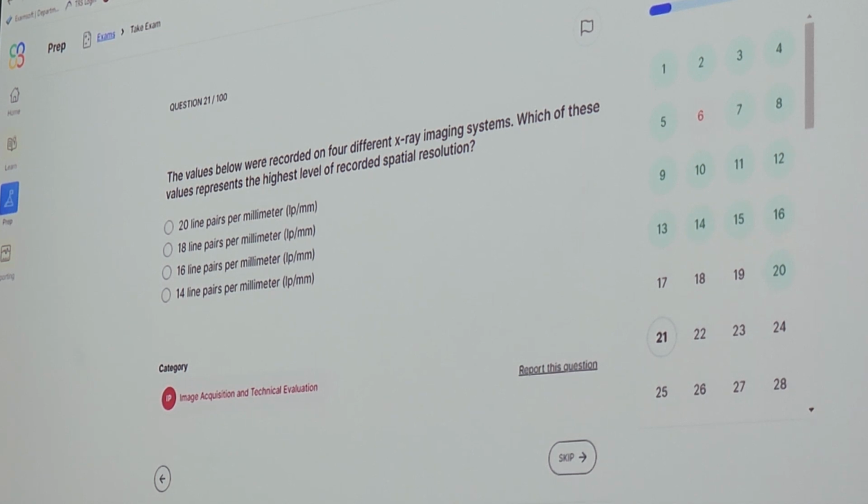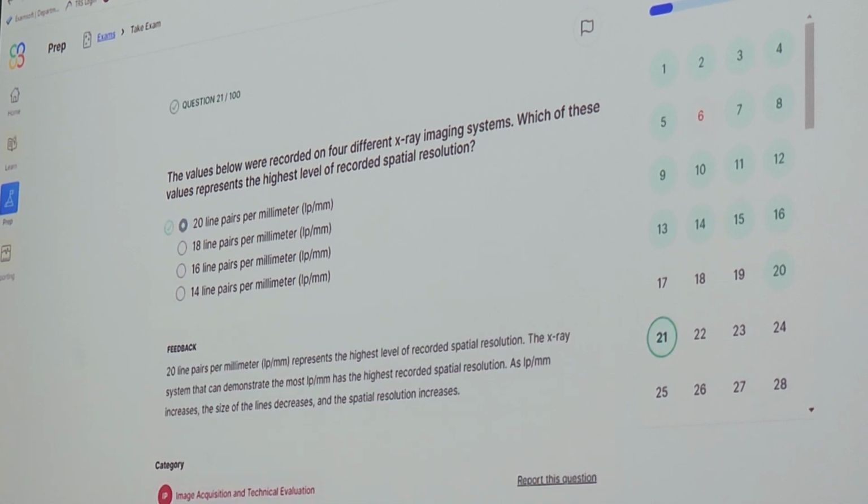All right, good. And that's the definition also, line pairs per millimeter. So on one X-ray system, you can only see 14 line pairs in a single millimeter, right? If you try to add 15 or 16 line pairs, suddenly they get blurry and you can't see them anymore. So the spatial resolution isn't as good. If you have something that can show you 20 line pairs per millimeter, nice and clear, then that's going to be the better one, right?